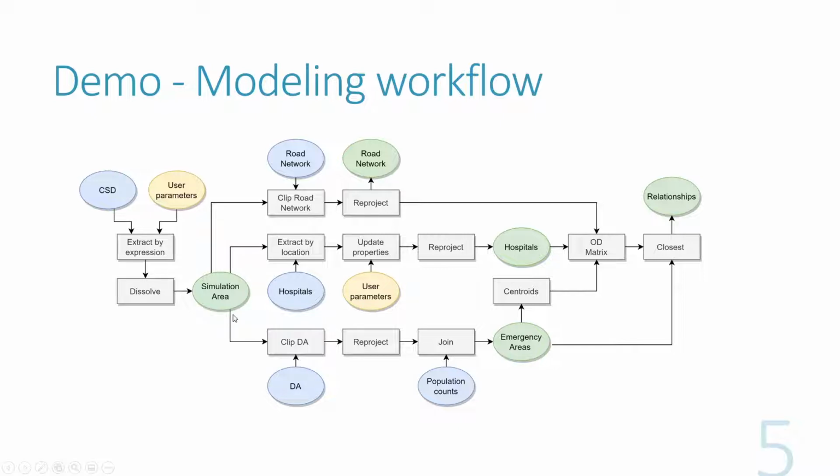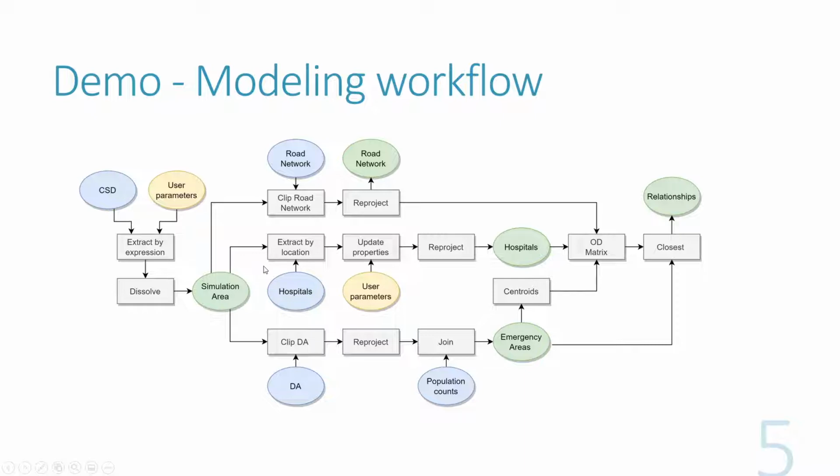The simulation area is used to extract the relevant portion of the National Road Network. The National Road Network is a digital representation of Canada's road network. It contains information such as street names, types, directions, and address ranges. The extracted road network is then reprojected to the appropriate cartographic projection used by the web application.